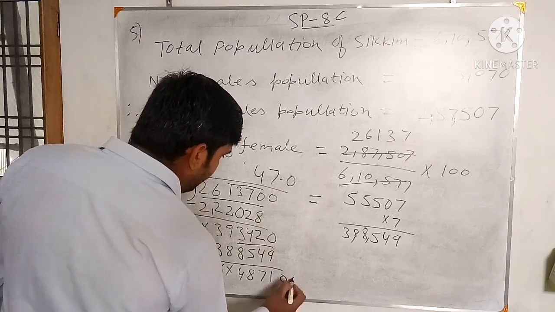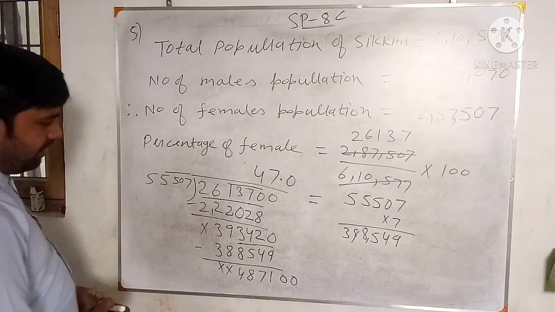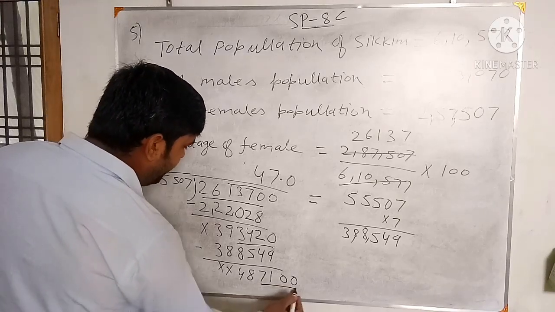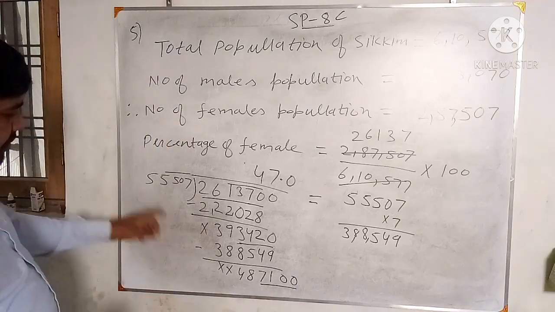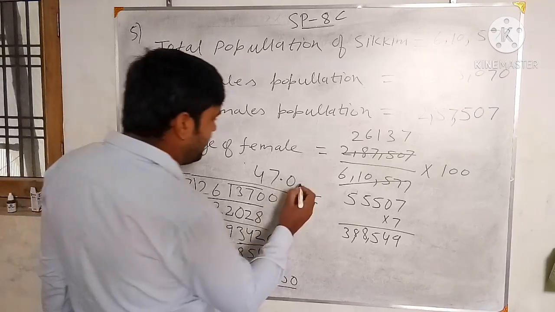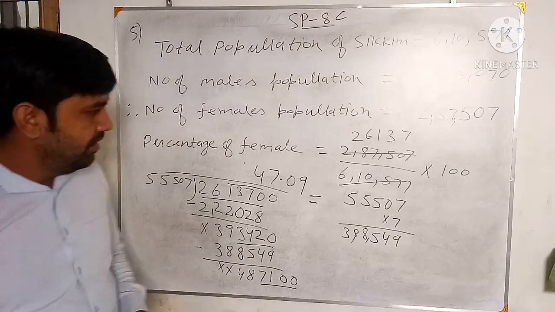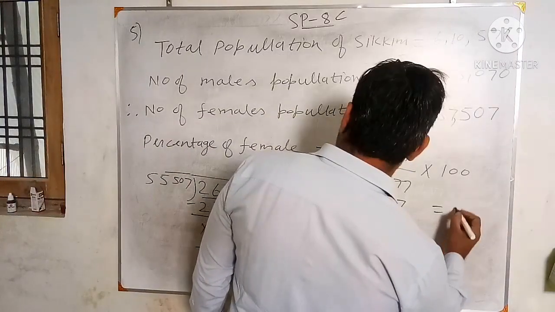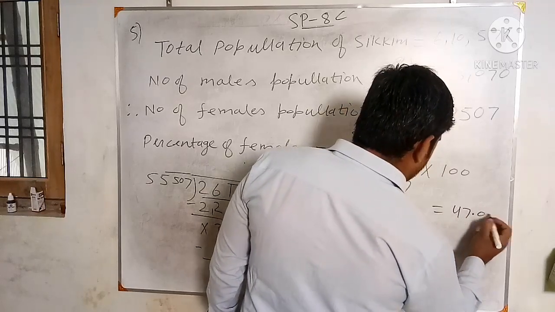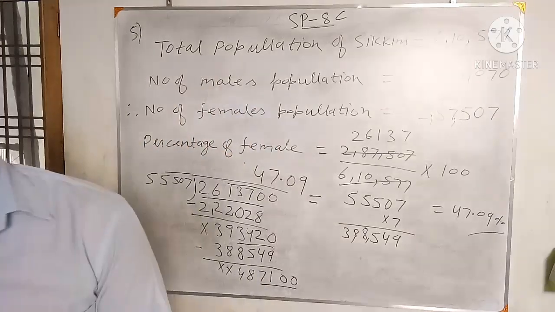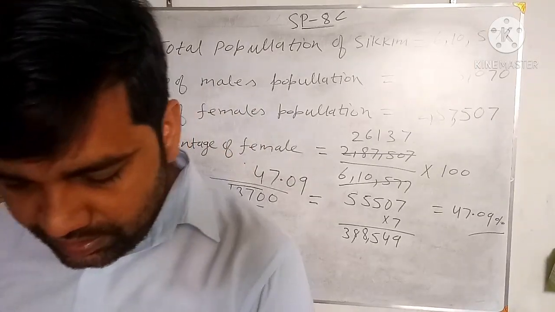Add 10, increase one more 0. Now the number becomes 4,87,100. So ignore 4 digits. So 5 will go in 48. How many times? 9 times. Definitely it will go 9 times. So 47.09% is the answer. What you got is the percentage: 47.09% of the population are females. So 47.09% of the total population are females.